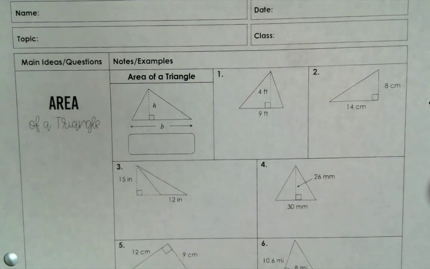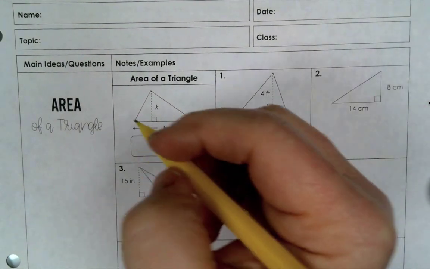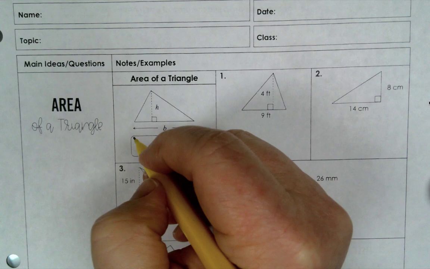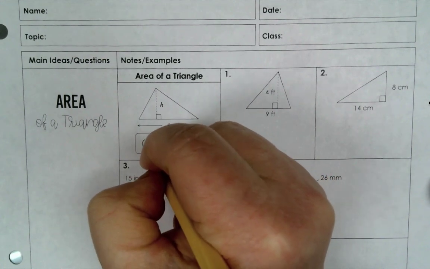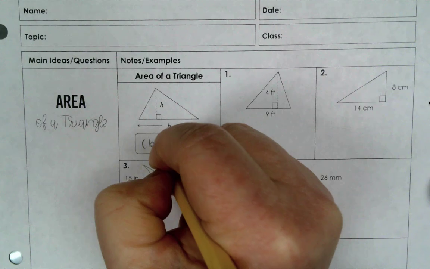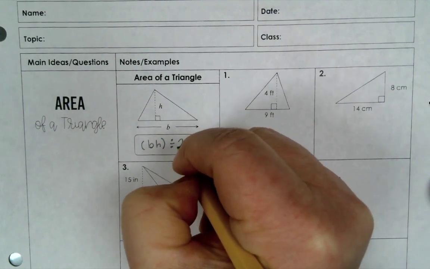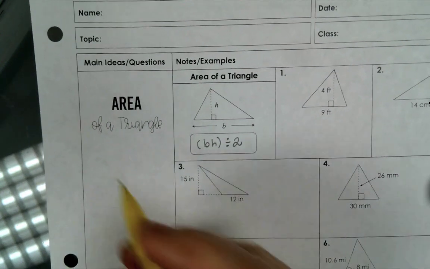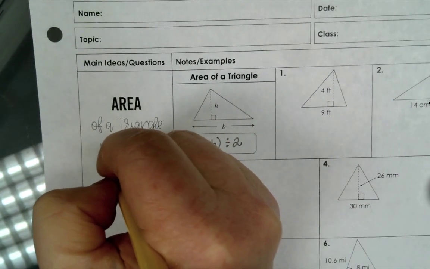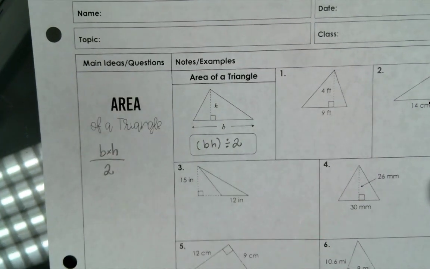Okay, starting with area of a triangle. So I'm going to give you the formula here. The area of a triangle is base times height divided by 2. I'll write it a couple different ways for you to know: base times height divided by 2. Okay?